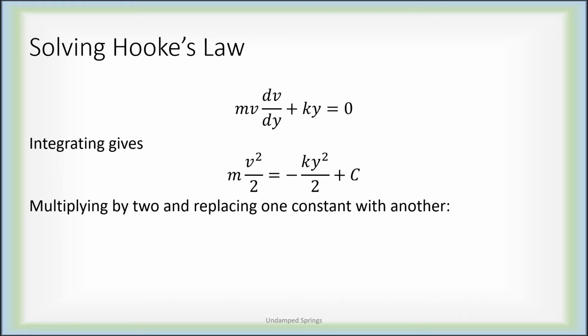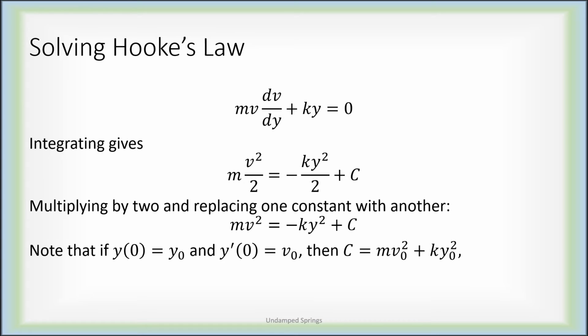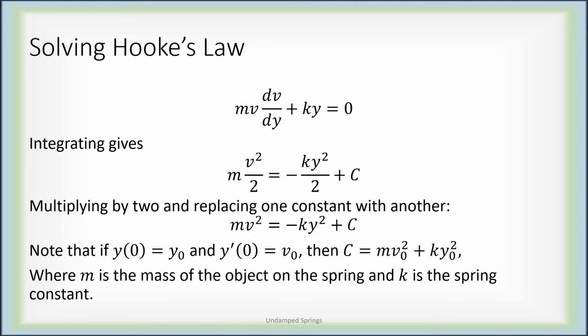Multiply both sides by 2, and of course 2 times the constant is just some different constant, so we don't really need to write 2c. We just end up with mv squared is minus ky squared plus c. Our initial conditions we're going to represent as y of 0 is y sub 0, and y prime of 0 is v0. Okay. We can then specify that c must be mv squared plus ky squared at time 0, v sub 0 and y sub 0, and then we solve for what c has to be. It's just that right there. So m is the mass of the object and k is some spring constant.